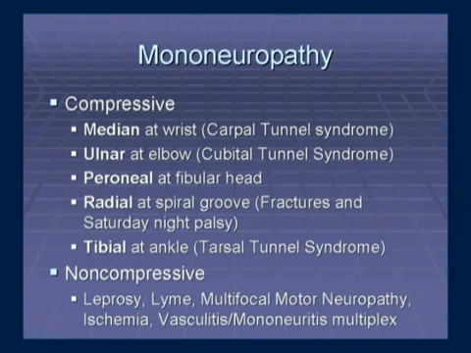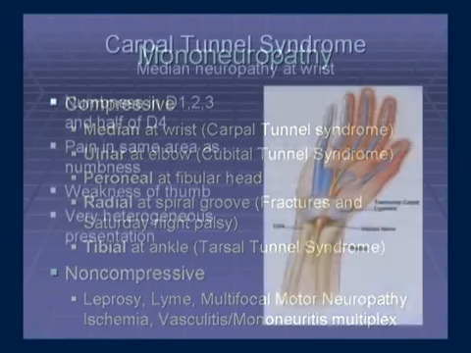Below this, the non-compressive ones, there are lots of things that don't have to be associated with the mechanical compression of the nerve that can pick off various nerves. Lyme disease, once again, leprosy. There are some pretty exotic things like multifocal motor neuropathy, ischemia, which is just a generic term for any process that limits blood flow to a nerve, and then vasculitis or mononeuritis multiplex, which I'll talk about in a moment.